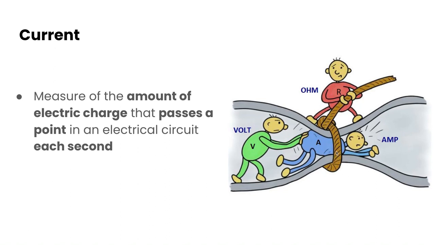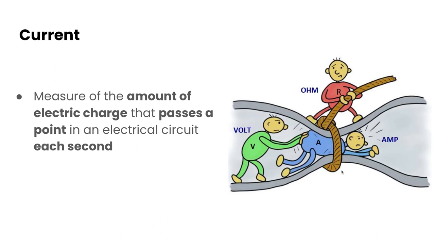Now, I think there's a couple of things we need to mention about current before we move on. First of all, it's really important not to confuse current with electron flow. Electron flow is the flow of electrons, whereas with current we're talking about the flow of electric charge, which includes all the charged particles.